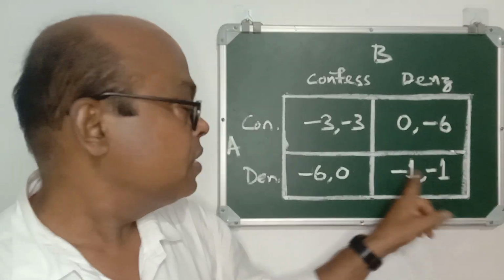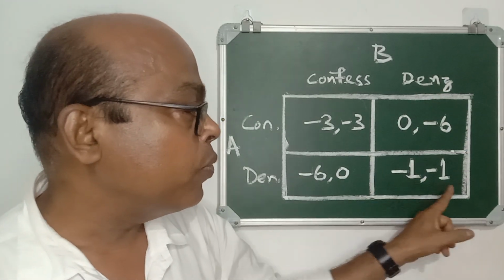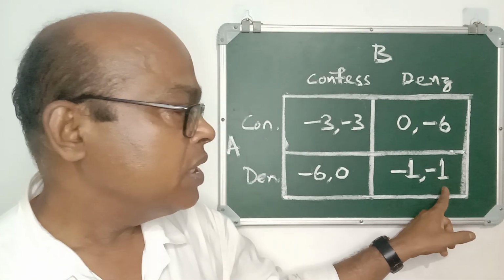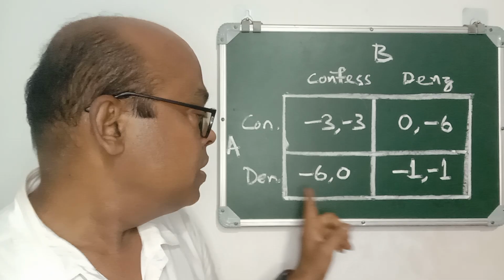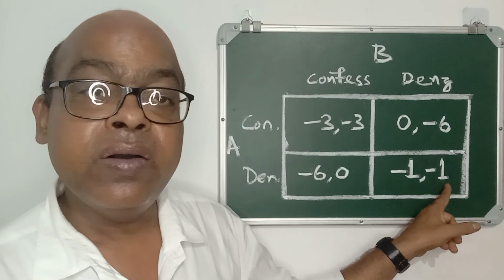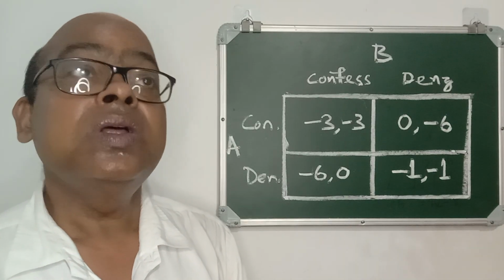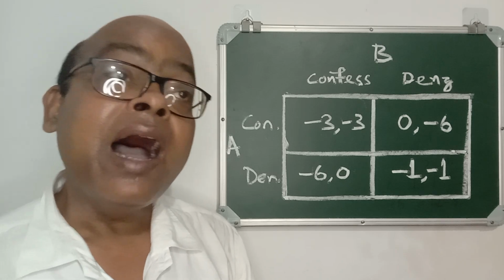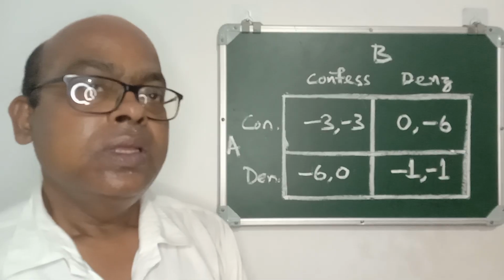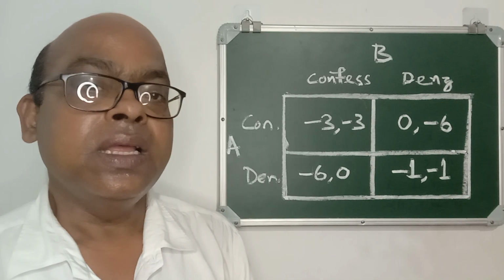So here, deny strategy, that is one month, having a payoff of one month, one month prison term, is also a Nash equilibrium. Here deny, consisting of one payoff or one month jail payoff, is also another Nash equilibrium, having a Pareto efficient outcome. So this is about the prisoner's dilemma.